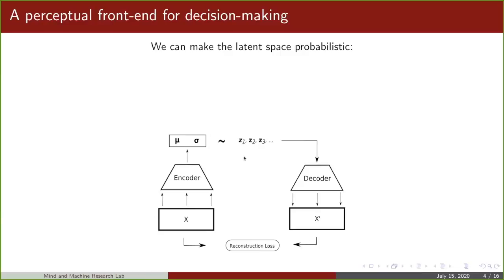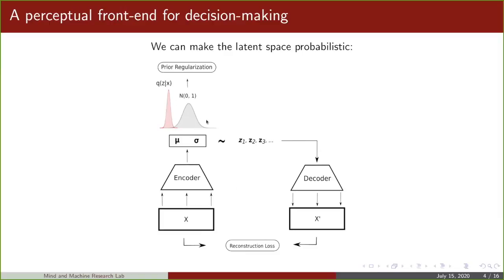Now, because this is a probabilistic representation, we also introduce a regularization term to our loss. So we will try to make this posterior Q, which is parameterized by these parameters here, match as closely as possible some prior distribution. And traditionally, this is a standard normal distribution.